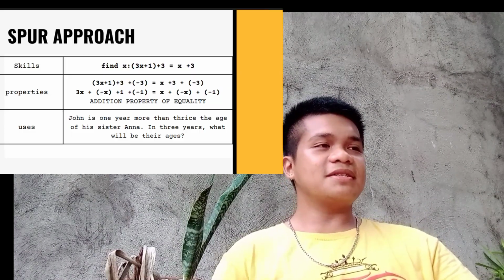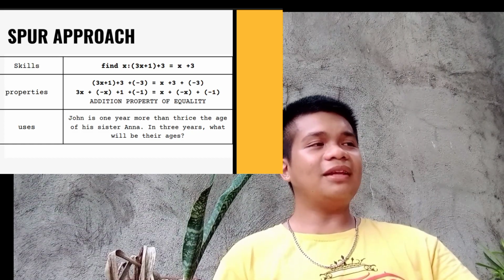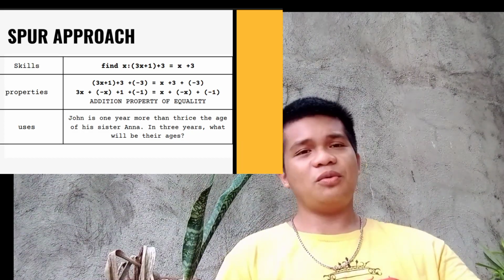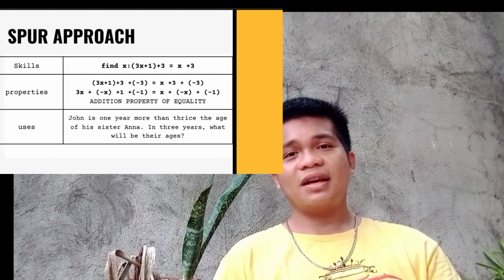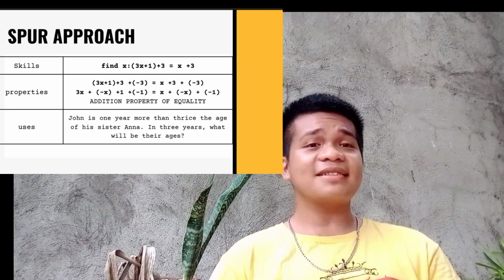So, another example. The skills: find x. The quantity of 3x plus 1, plus 3, is equal to x plus 3. So, what do you see in the skills? The only thing you will do is find x. That's all.